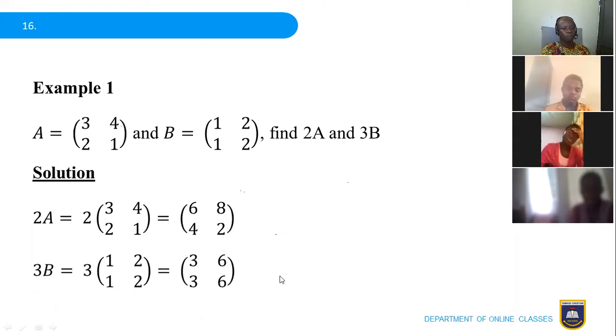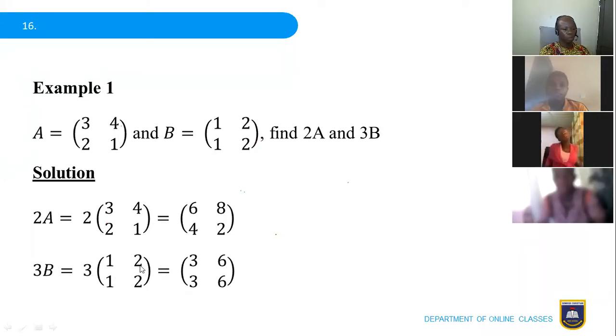Let's look at the second one. We have 3b, which means you are going to multiply the matrix B by 3. So we have 3 multiplying the matrix B, 1, 2, 1, 2. If you do that, 3 by 1 will give us 3. 3 by 2 will give us 6. 3 by this 1 again will give us 3. And then 3 by the 2 will give us 6. So your result will be 3, 6, 3, 6. That is your result to this problem.